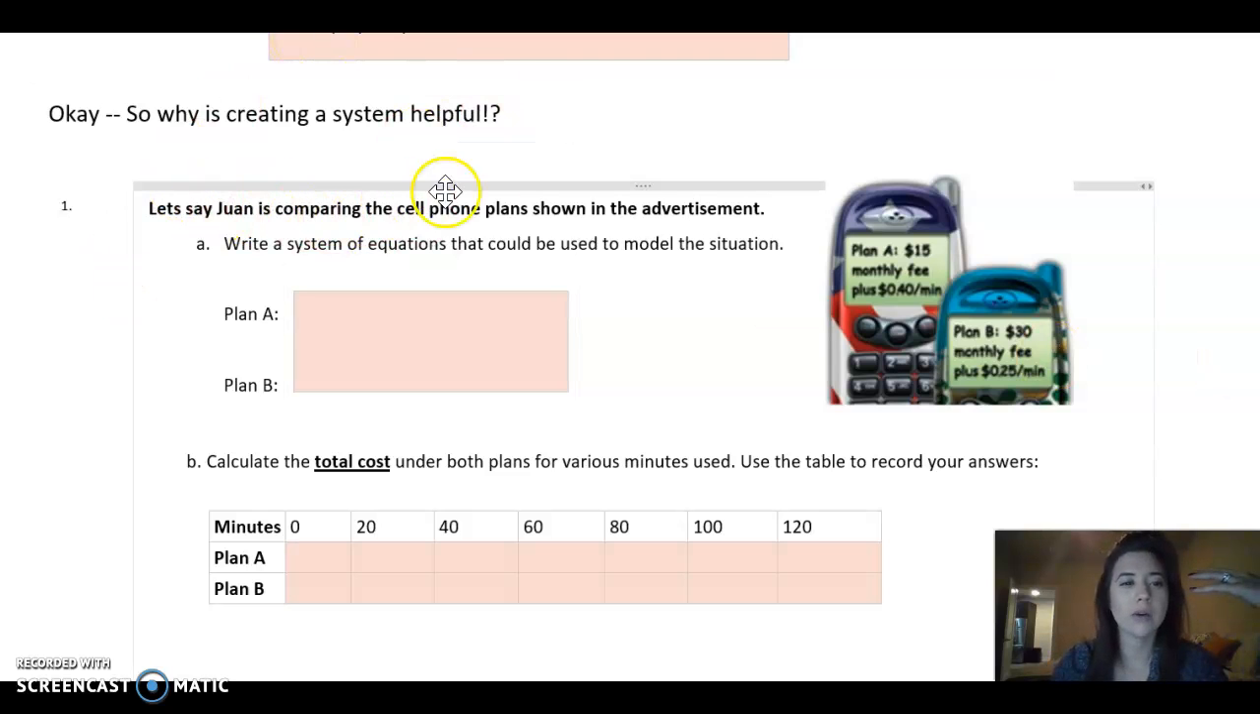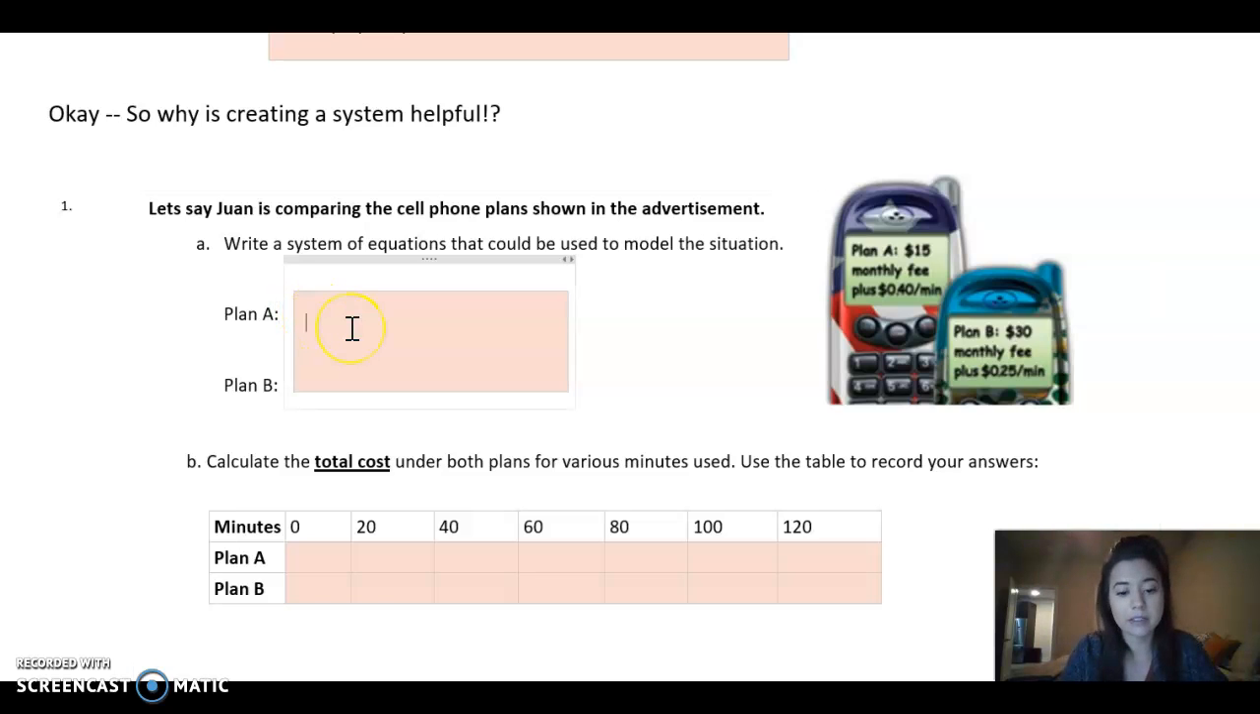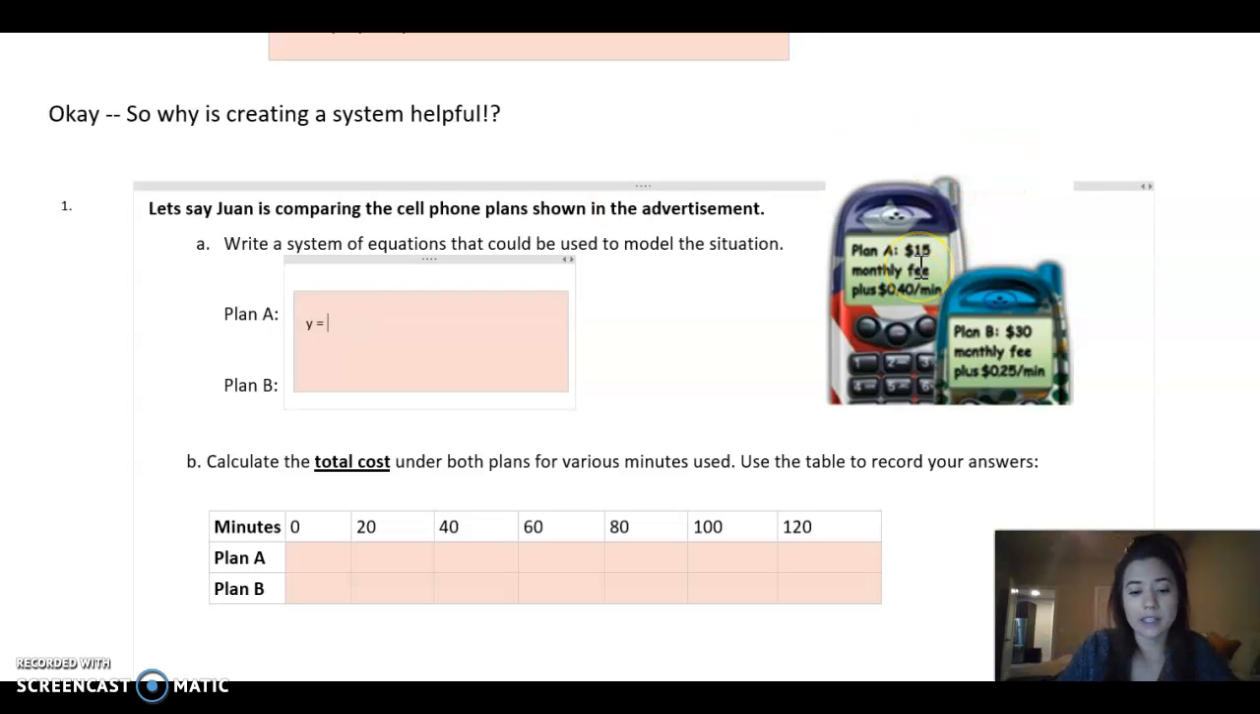So let's say we're comparing the cell phone plans shown in the advertisement. We have plan A, $15 for a monthly fee and 40 cents per minute, and plan B, a $30 monthly fee and 25 cents per minute. Okay, create your equations. So plan A, I'm going to again type these. Our rate was 40 cents a minute, and then we add that $15 monthly fee. We pay that no matter what.